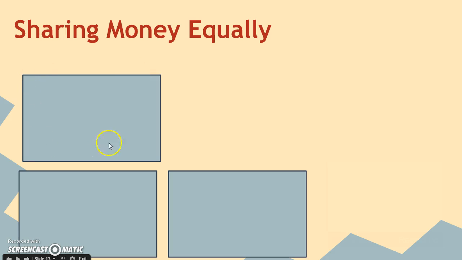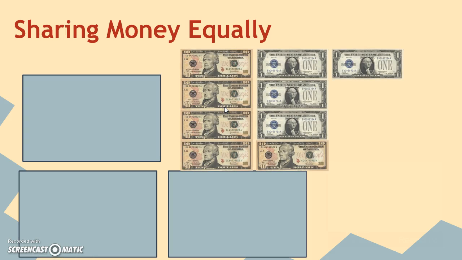So right here I've got my 3 boxes that signify the 3 people in the number story that we had. And then I'm going to put up the $54 that they mentioned in the story. I'm going to break it down into tens right off the bat because it's a little easier for me to be able to move the $10 bills rather than change in a $50 bill right off the bat. So I'm going to pretend that this $50 came in 5 tens and 4 ones.